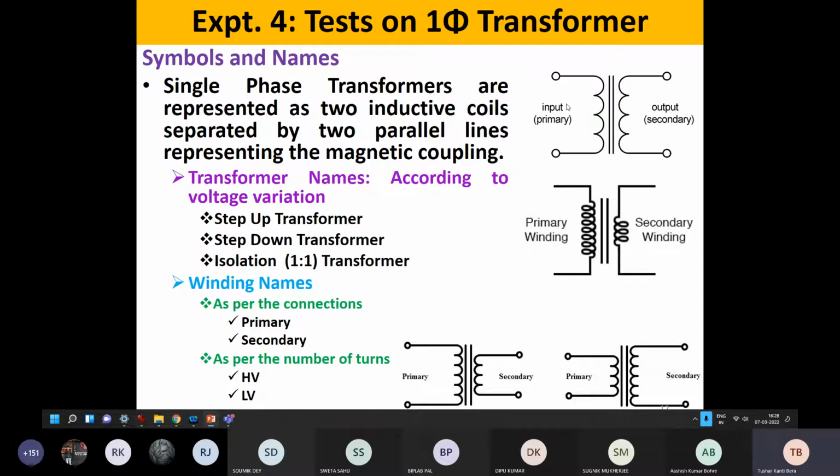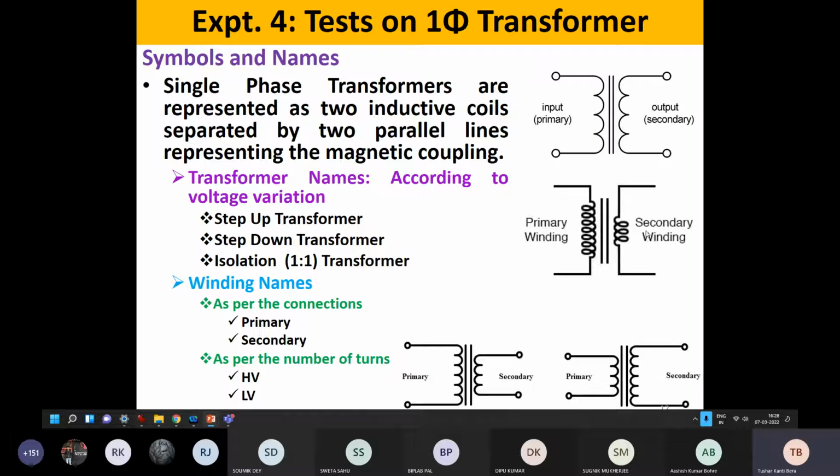Symbolically, transformers can be represented by two windings or two solenoids or two coils separated by two parallel lines. The parallel lines represent the electrical separation between two coils, and the magnetic coupling phenomenon is represented. So the electromagnetic induction phenomenon is represented by this structure. There will be two windings for a single phase transformer, and the number of turns will also differ to change the voltage level and current levels.